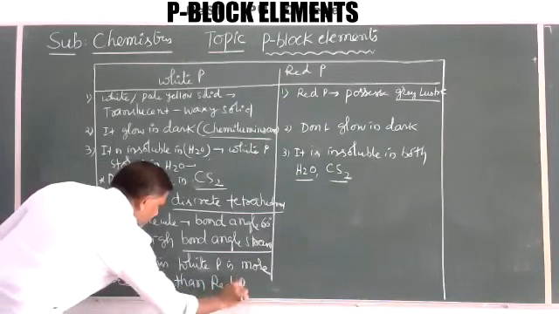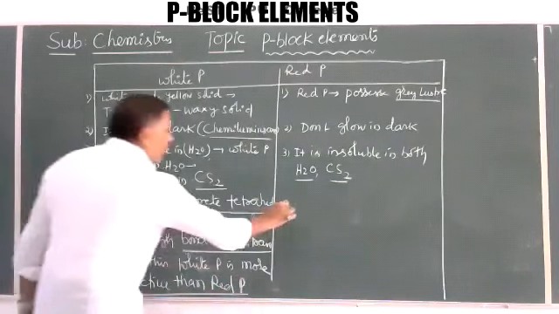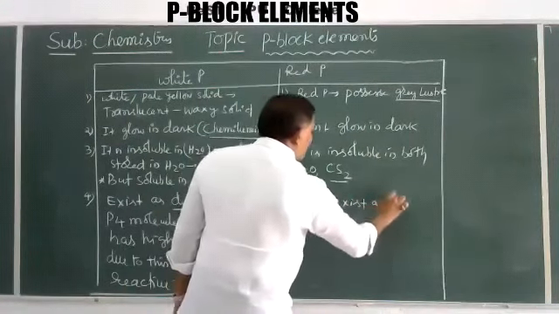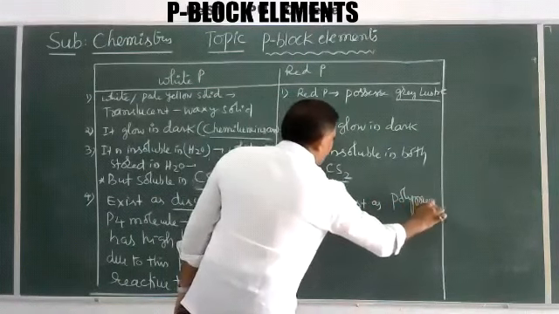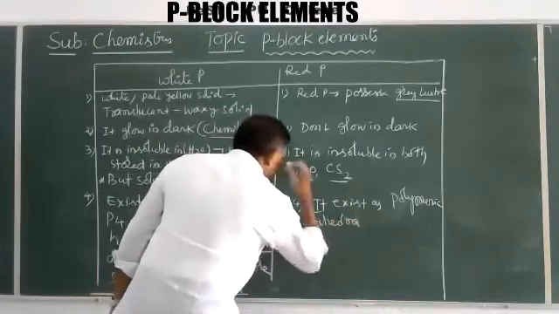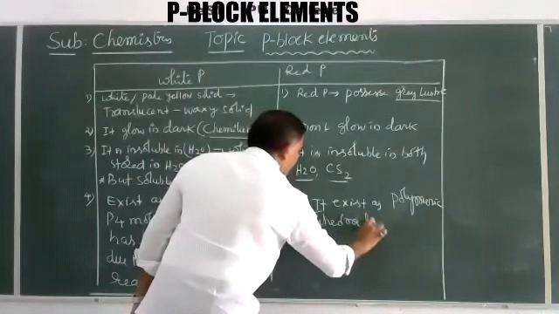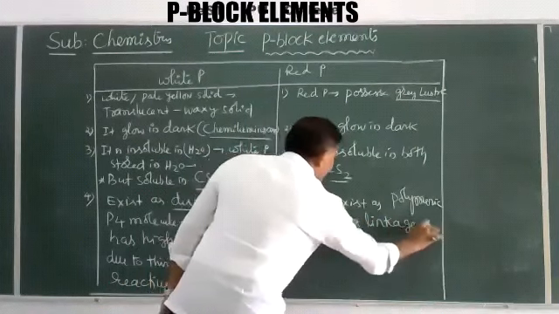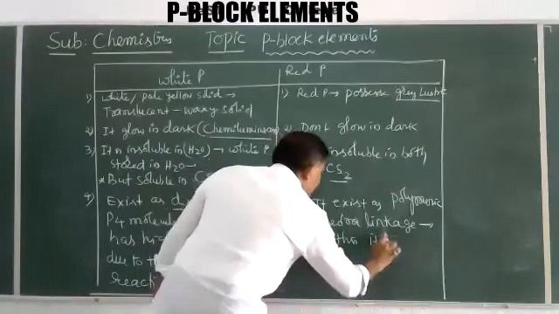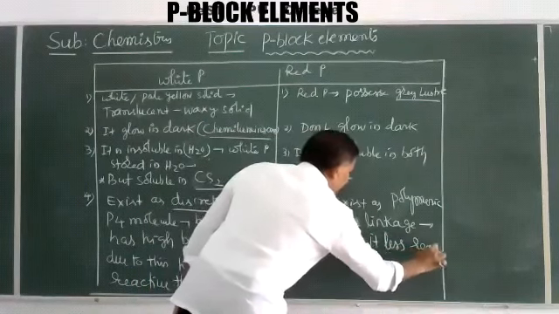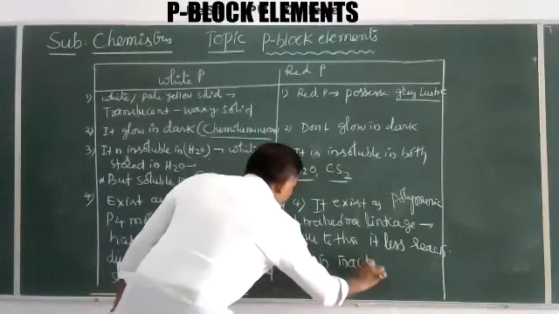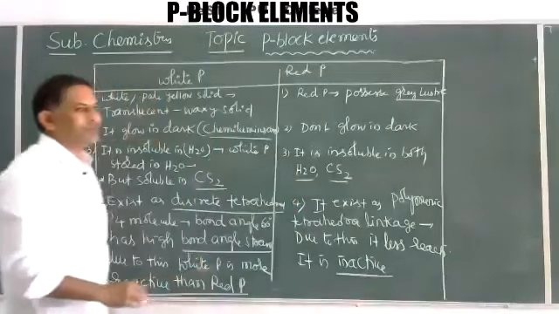Red phosphorus exists as polymeric tetrahedral, where tetrahedral linkage takes place. Due to this, it is less reactive, or inactive. Very, very important conditions, main important conditions.